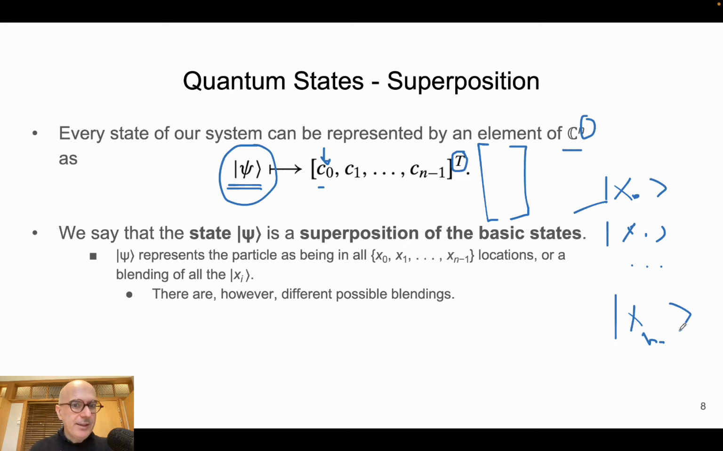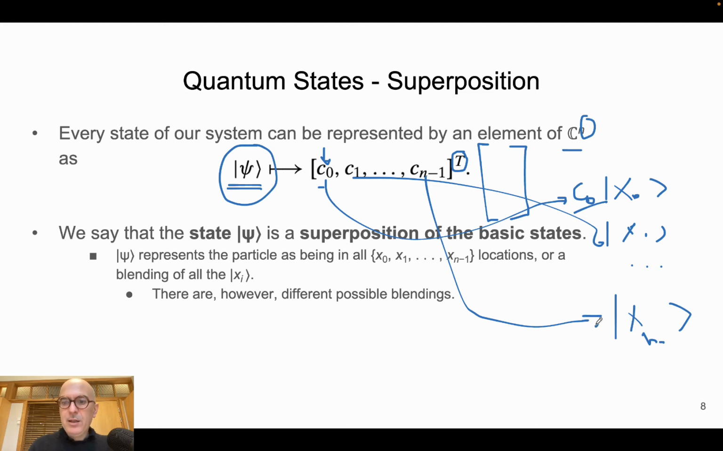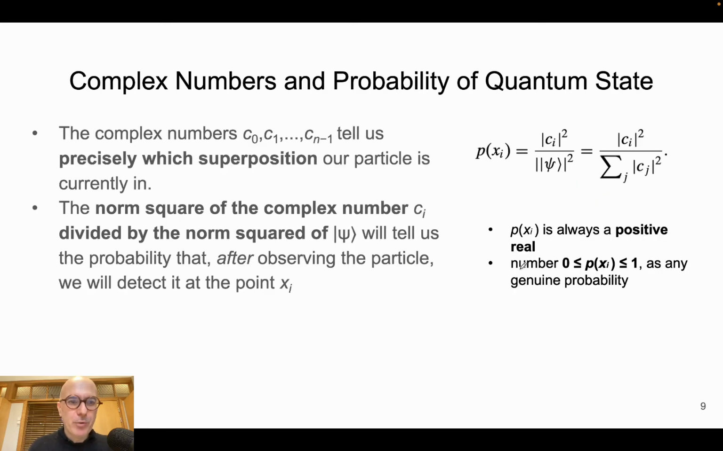So we can express this as a superposition state. What we are going to do is to use a linear combination of these basic states, and we apply the different coefficients C0, C1, and then Cn minus 1. So psi represents the particle as being in all different pure states of location, or a blending of these pure states. In fact, there are different possible blendings, but let's look more into detail at how this complex amplitude works.